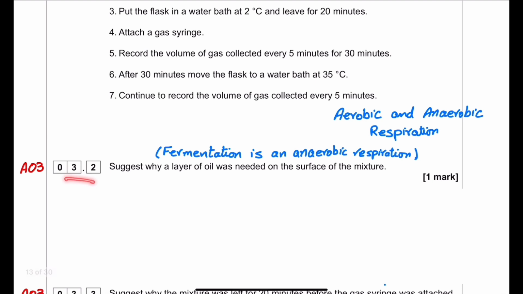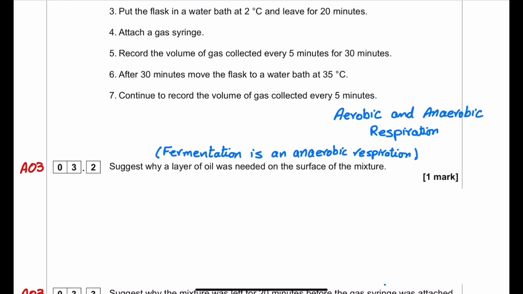Three point two is an AO3 question. It is an investigation based question, and this question is from the same topic of aerobic and anaerobic respiration. The question is: suggest why a layer of oil was needed on the surface of the mixture.